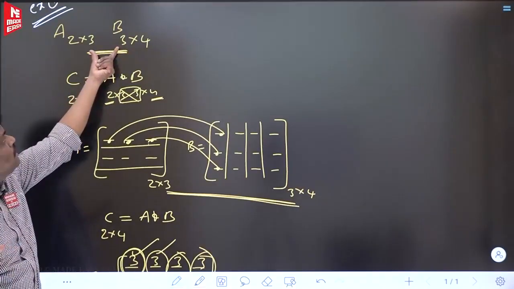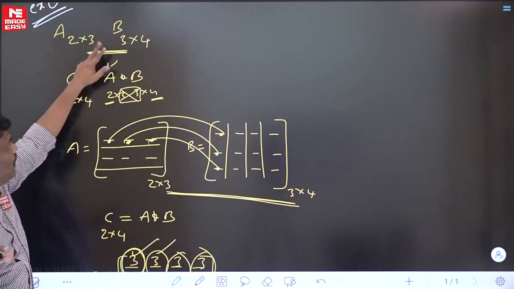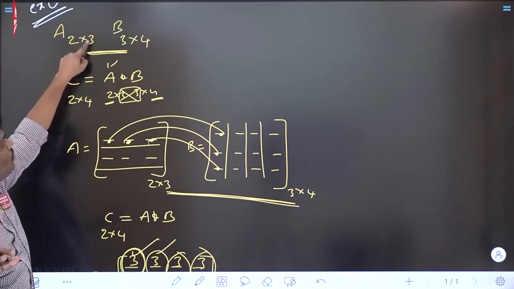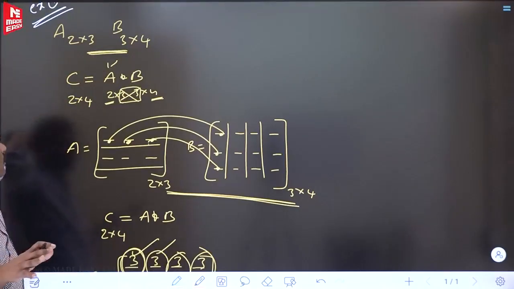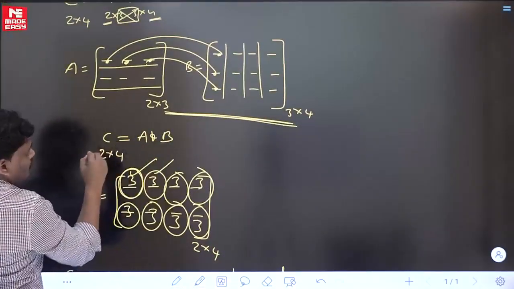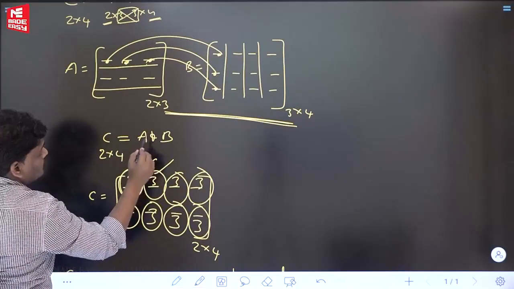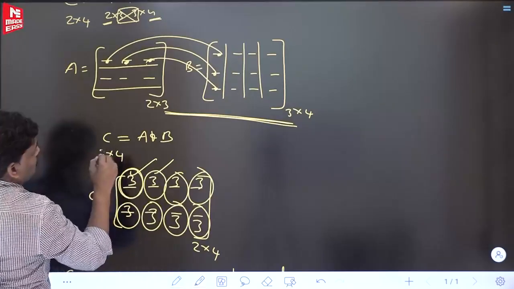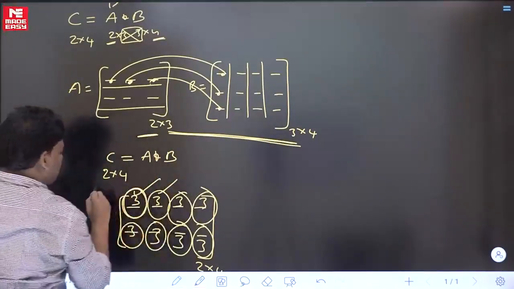I took both as equal. This is also 3, this is also 3. The major reason is to multiply 2 matrices, right? First matrix number of columns, second matrix number of rows should be equal. So I took accordingly. So next one. After completion of this, I got to know that C matrix size is 2 by 4. Why? If you multiply 2 matrices, resultant matrix size is completely based on first matrix number of rows, last matrix number of columns. So like that.